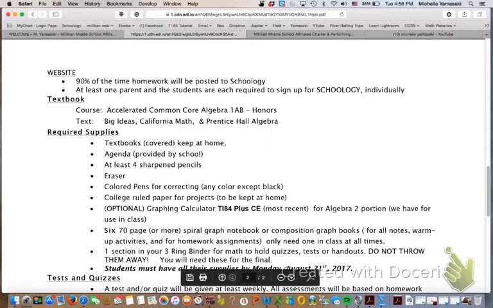So, really, just the notebook, a colored pen, and pencils and erasers. And have a section in your 3-ring binder to store all your quizzes, tests, and handouts. We will be having a final, so your child will be expected to study those quizzes and tests for their final.